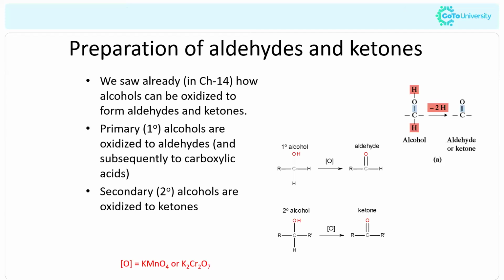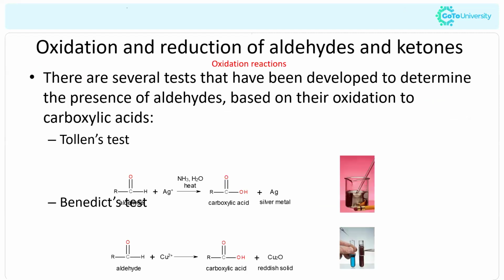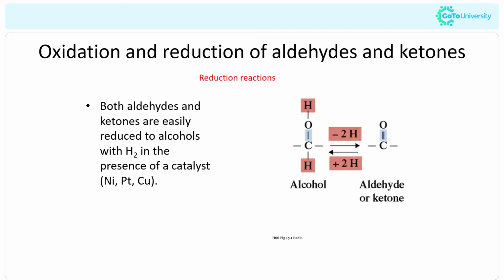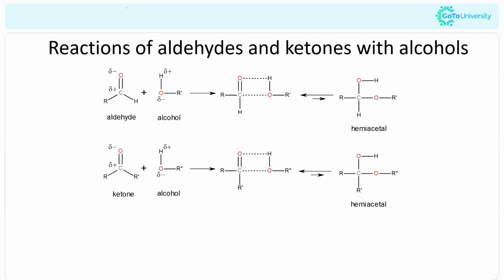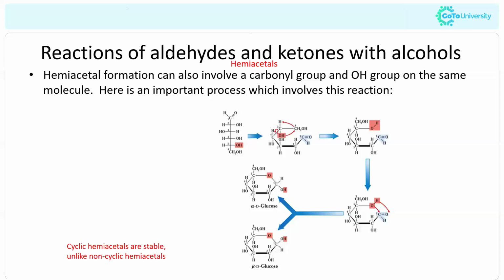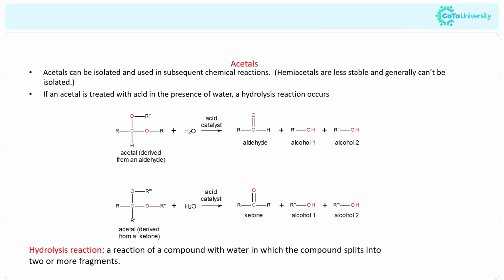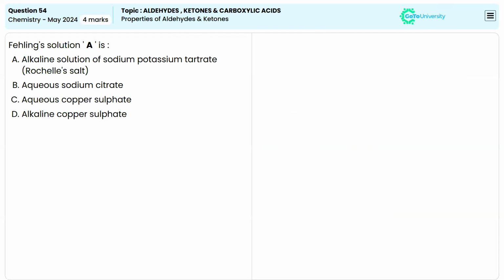As we discussed before, primary alcohols can be oxidized and they will produce aldehydes. Similarly, secondary alcohols will produce ketones. These are the preparation methods, and the reactions also. The aldehydes and ketones can be differentiated by the Tollens test. Okay, and these are the reactions of aldehydes and ketones: acetal formation, hemiacetal formation. These are all important. Now let us see some questions from these topics.